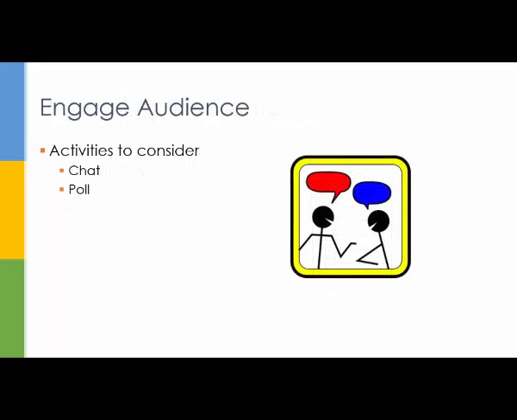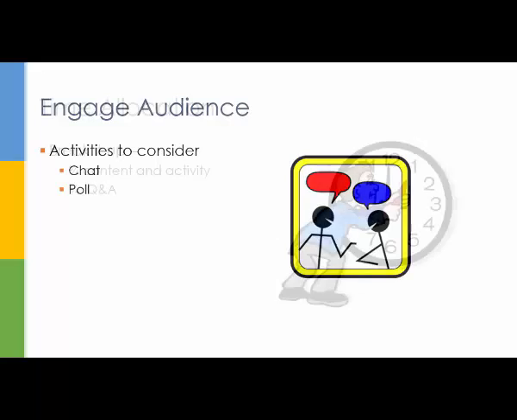You want to engage the audience. So one way to do that is to add activities. You can use a poll at the beginning to poll the audience, and then you can show them the results in real time. Use the chat. Have people ask questions by typing their questions into the chat box. These are just some ways that you can engage your audience.